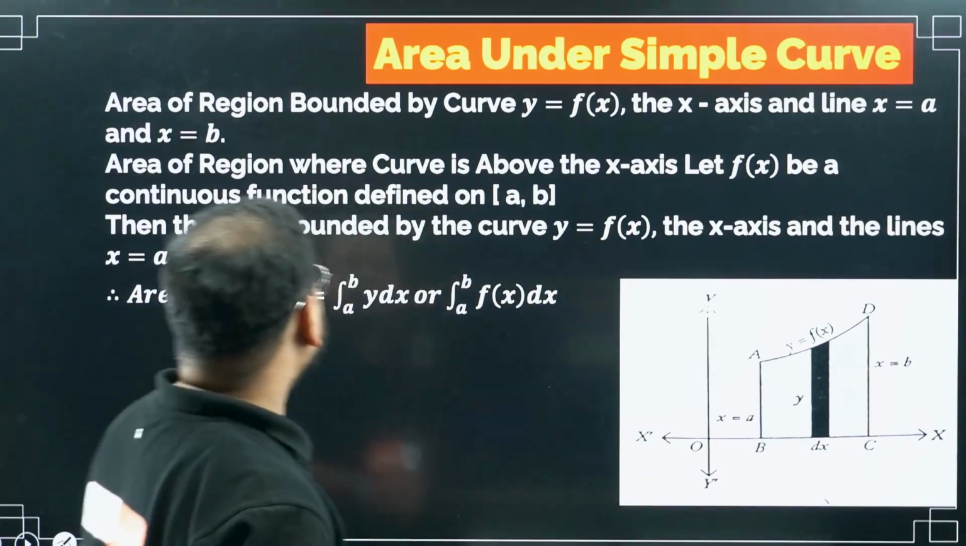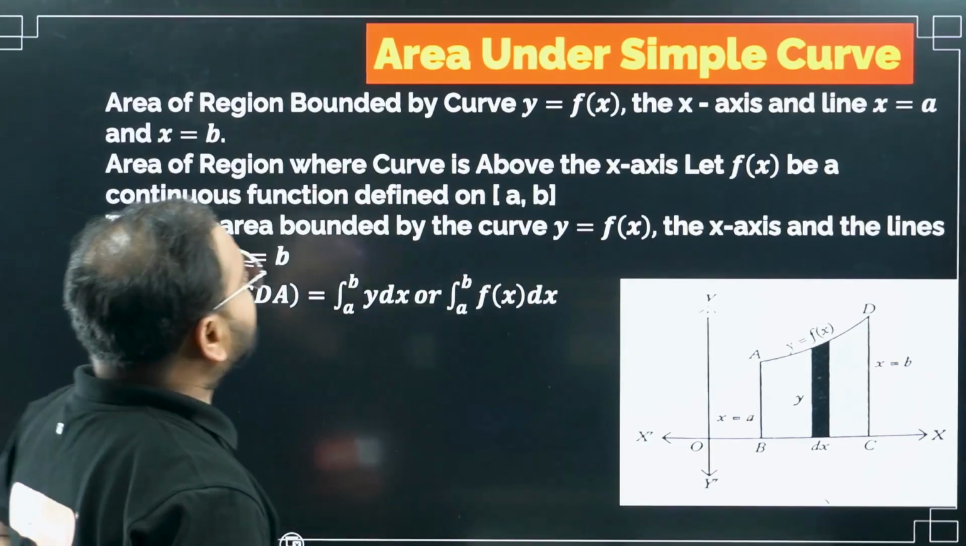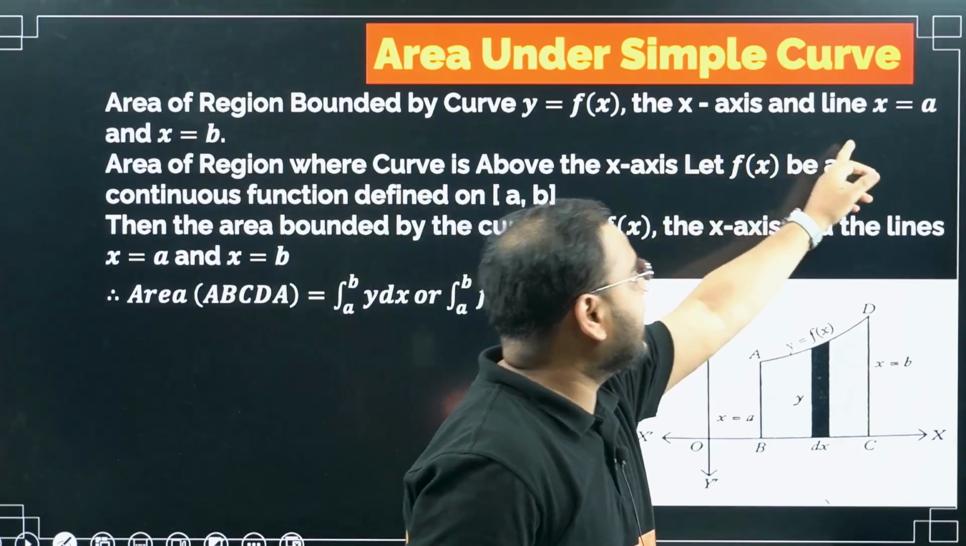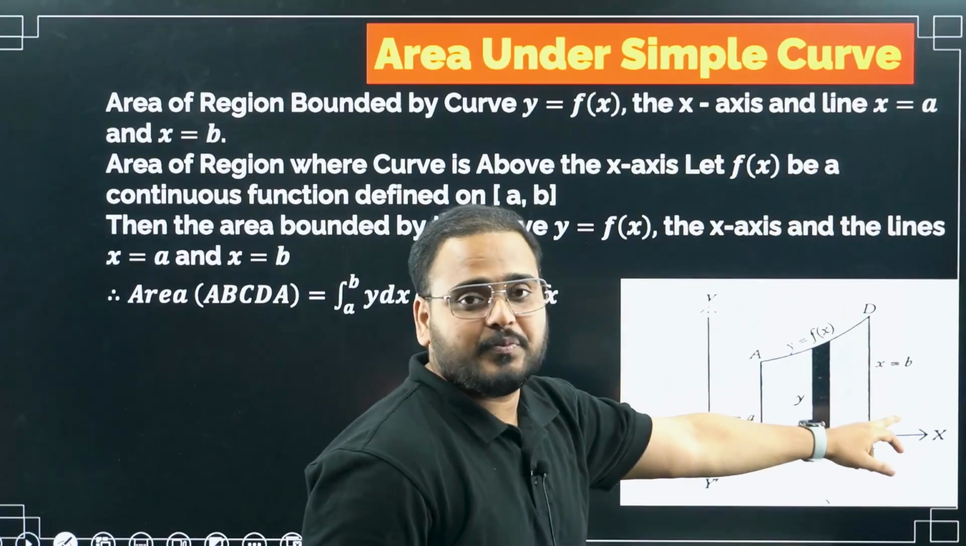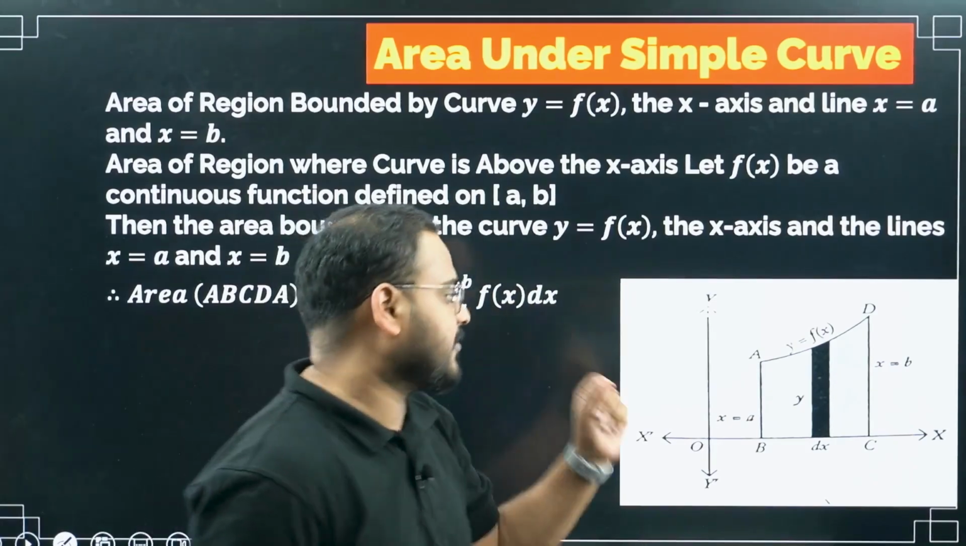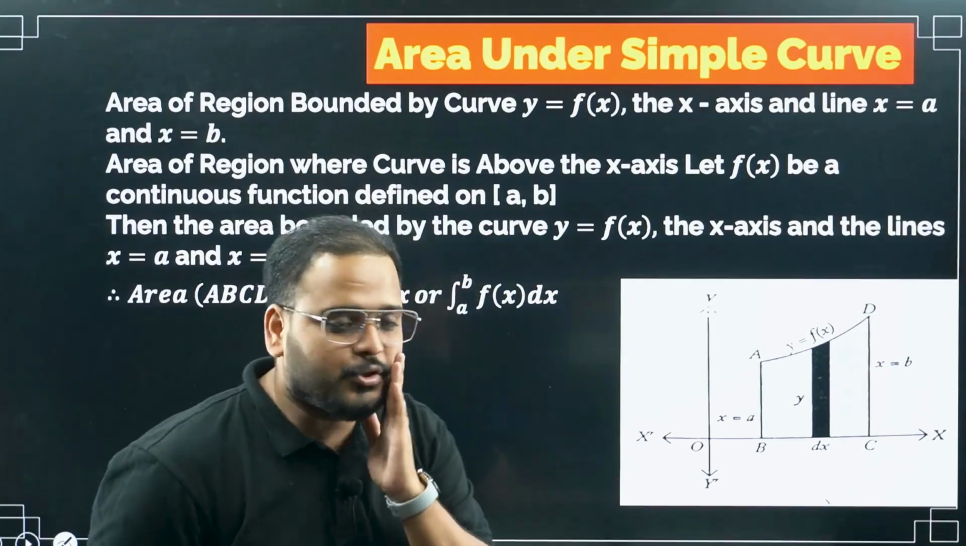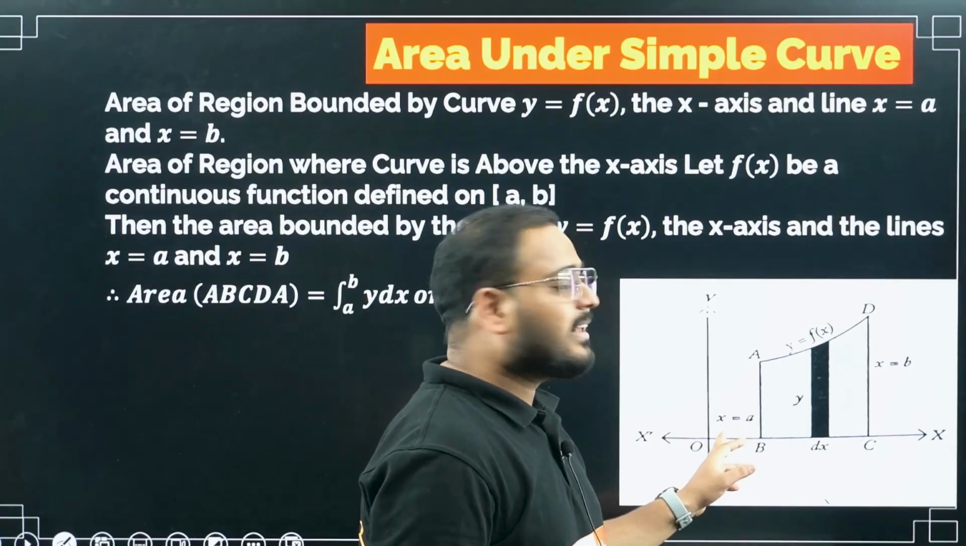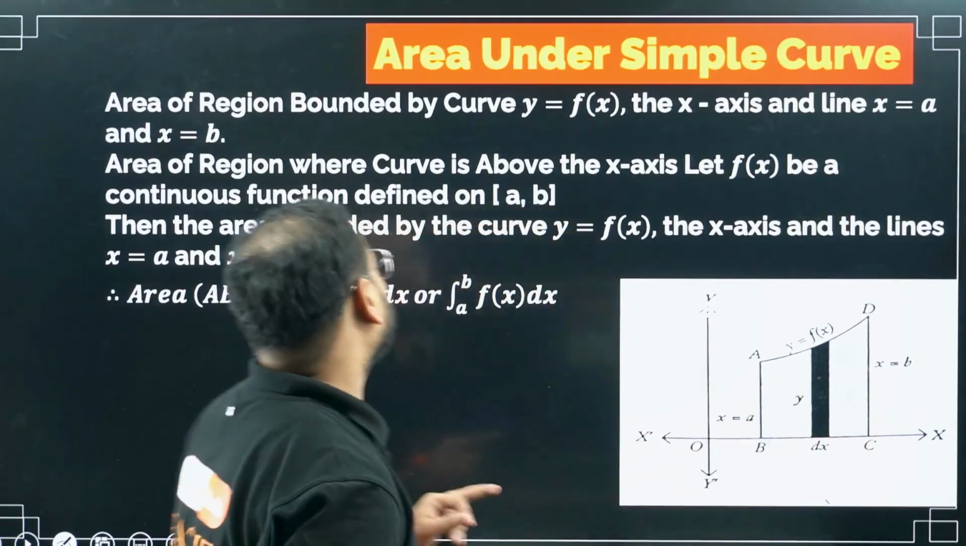Chaliye, let's read. Area of a region bounded by the curve y equals f(x), and the x-axis, the line x equals a and x equals b. See, the boundary will be stated in the question. So this is the function on one side, and the other two sides are the line x equals a and the line x equals b.